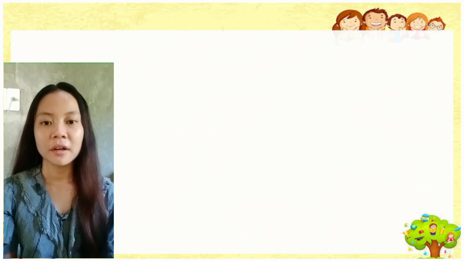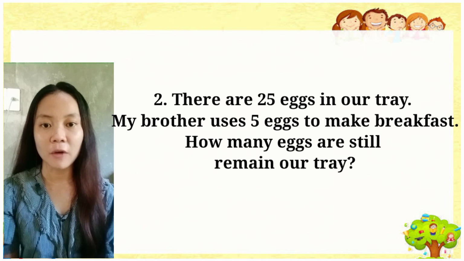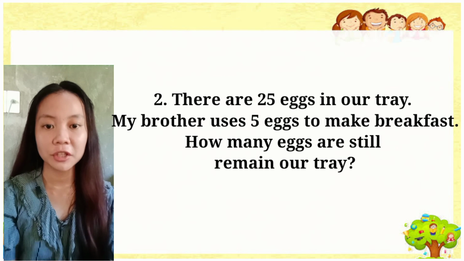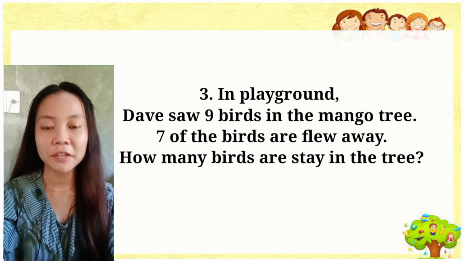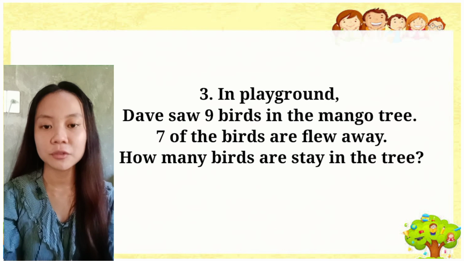Second question. There are 25 eggs in our tray. My brother uses 5 eggs to make our breakfast. How many eggs still remain in our tray? For the third question, in the playground, Dave saw 9 birds in the mango tree and 7 of the birds flew away. How many birds stayed in the tree?